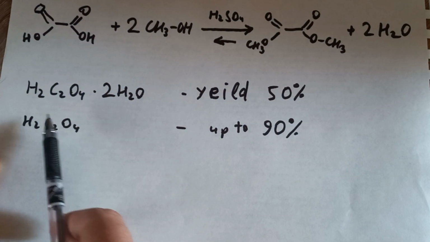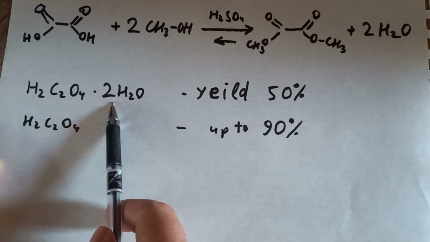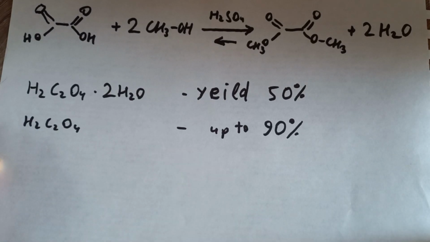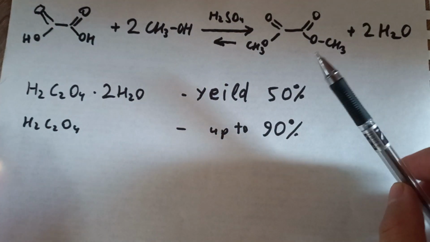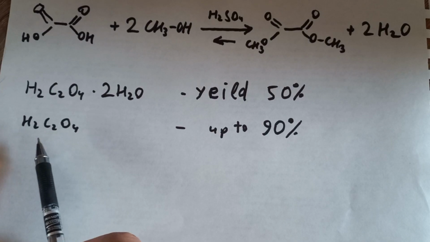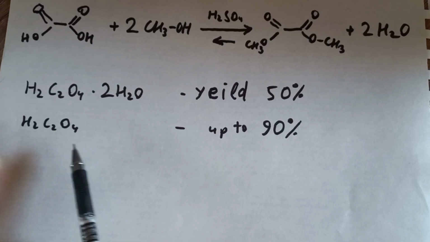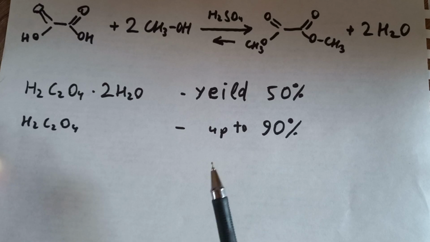Previously, I used oxalic acid dihydrate, which already contains 2 molecules of water. That significantly reduces the yield to about 50%. See the scheme: if we add water to the right side, we are shifting equilibrium to the left. Using anhydrous oxalic acid allows us to increase the yield to around 90%, so I choose to dry my oxalic acid beforehand.